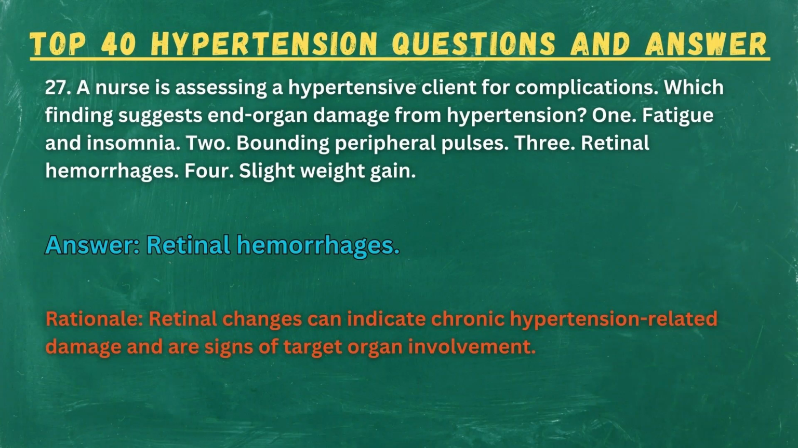27. A nurse is assessing a hypertensive client for complications. Which finding suggests end organ damage from hypertension? 1. Fatigue and insomnia. 2. Bounding peripheral pulses. 3. Retinal hemorrhages. 4. Slight weight gain. Answer: retinal hemorrhages. Rationale: retinal changes can indicate chronic hypertension-related damage and are signs of target organ involvement.